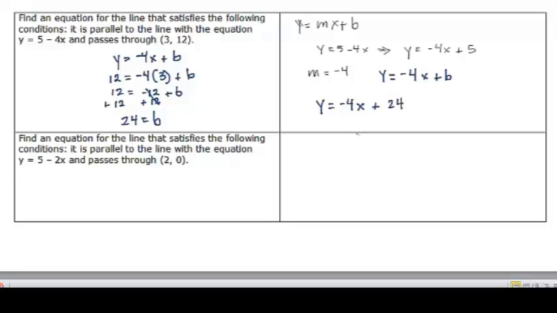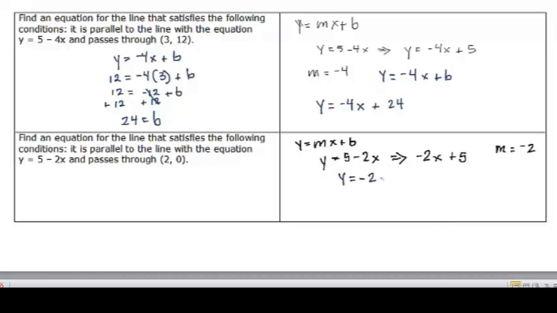And moving on to the next one is the same exact process. I use my y equals mx plus b formula. They give me a formula which says y equals 5 minus 2x. I'm going to change that into a familiar format, so it's going to become y equals negative 2x plus 5. I know that my slope is negative 2, so it tells me that in the new formula, my slope is also going to be negative 2 because, again, it's parallel.